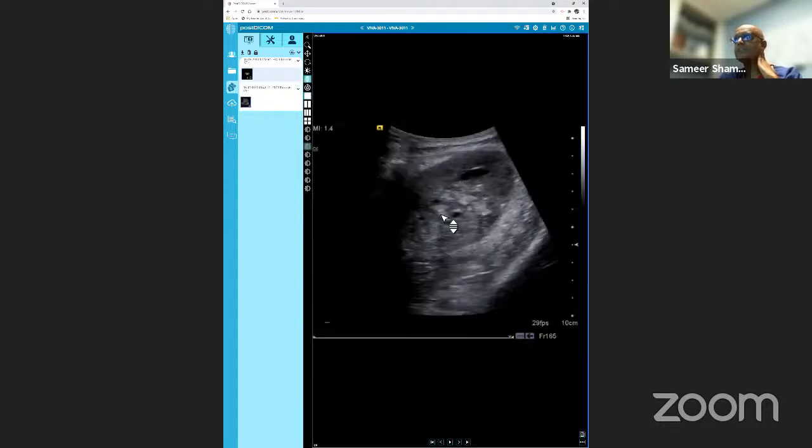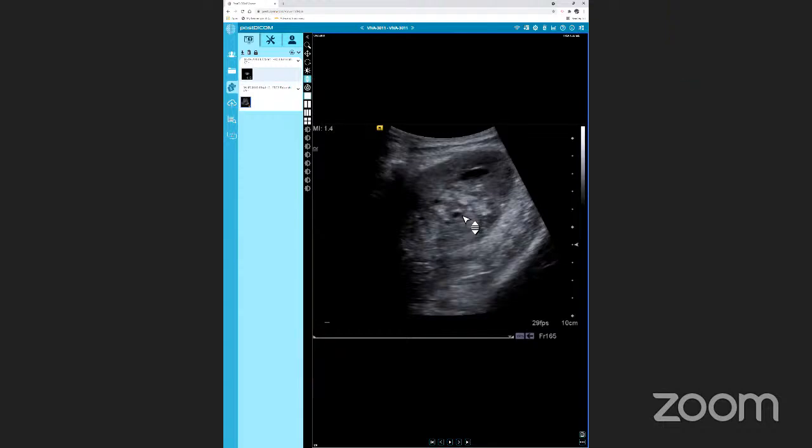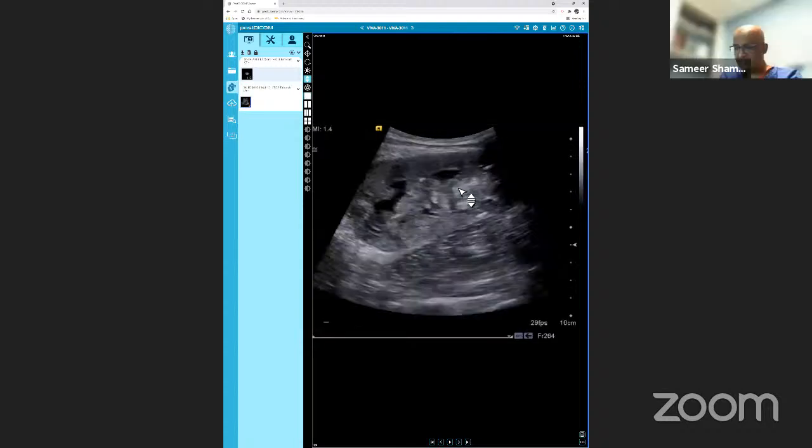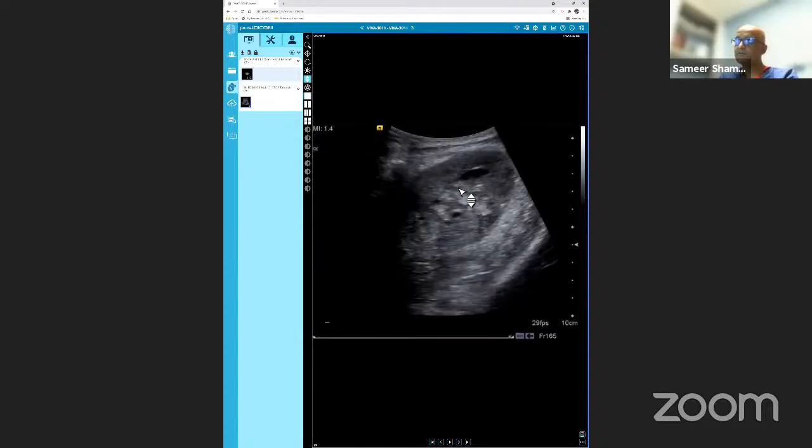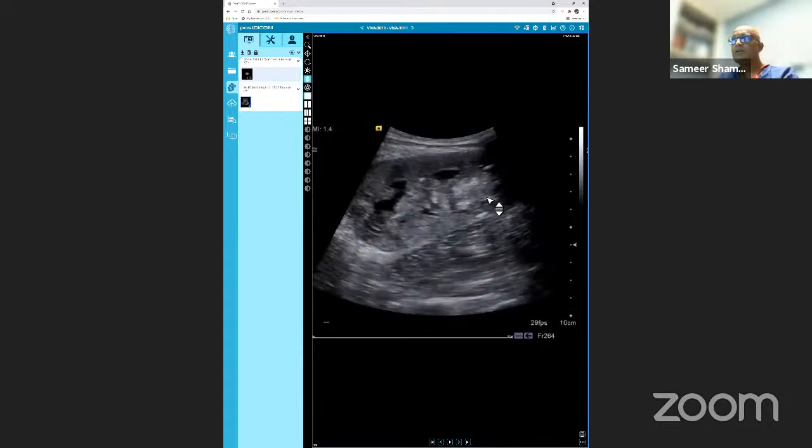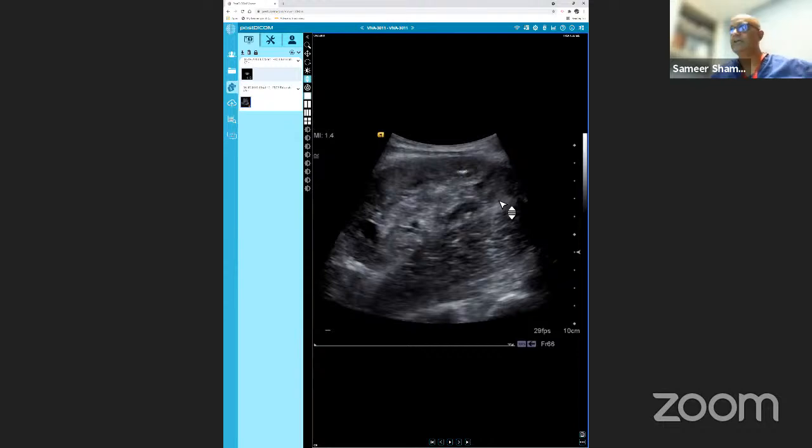This is an ultrasound examination performed in a patient who had a renal transplant. You can click on the image to activate remote control and scroll through. The patient's serum creatinine, urea creatinine, is increasing.